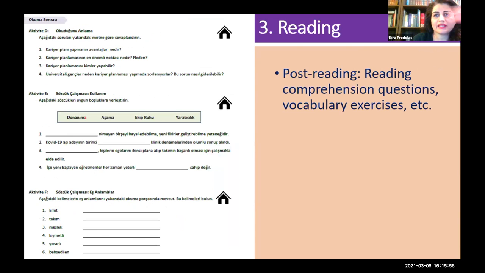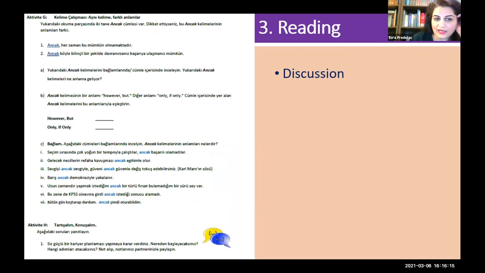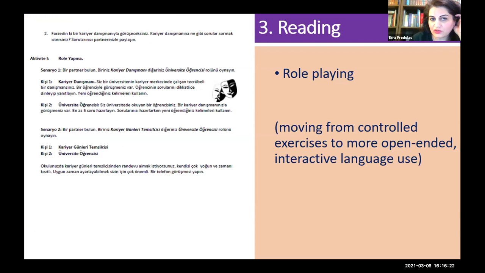After the reading text, we have post-reading activities. First reading comprehension questions, then several vocabulary exercises where students basically have to work with the text in order to complete them. That is then followed by discussion and role playing. We make sure that the exercises move from controlled to more open-ended, interactive language usage.